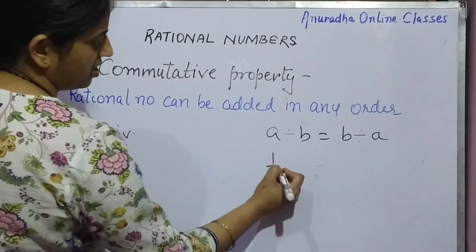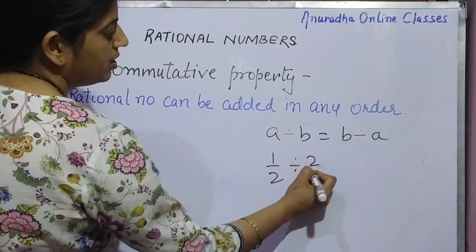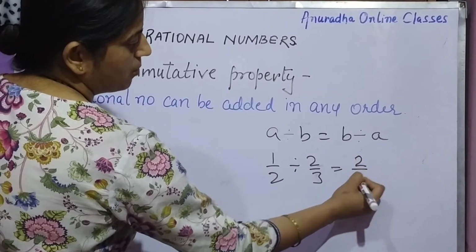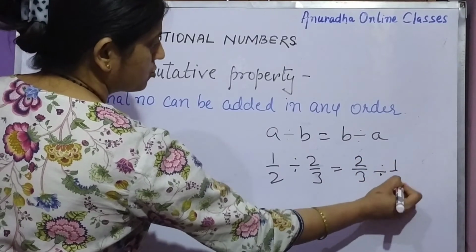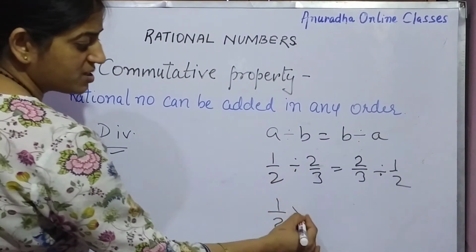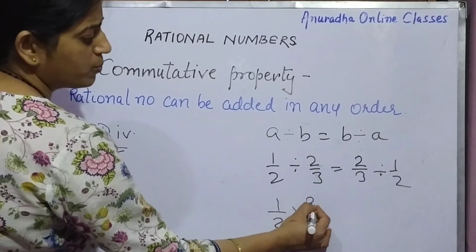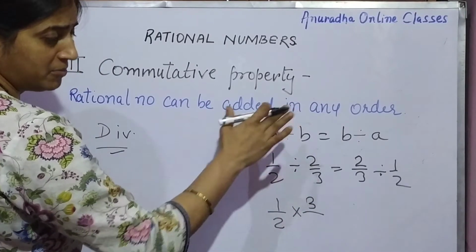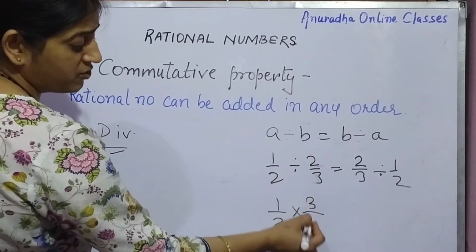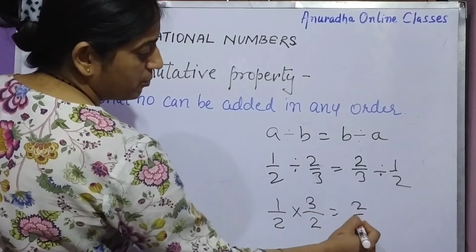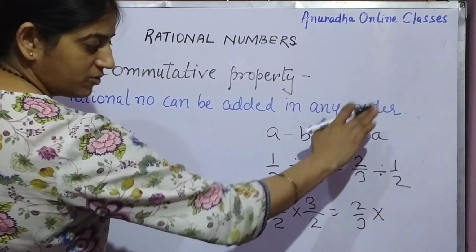Let us take an example. 1/2 divided by 2/3, is that equal to 2/3 divided by 1/2? Let us see. For 1/2, the second number will become its reciprocal. Reciprocal हो जाता है ये. 3 ऊपर चला जाएगा. Divide multiplication में change हो जाता है. It will go up, then it will become 3/2. Here what will you get? 2/3, it will go up.